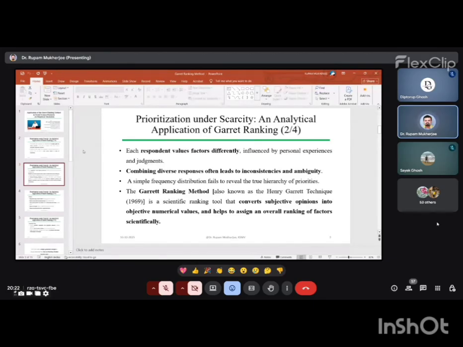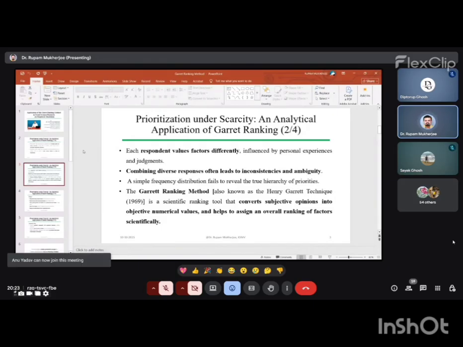So the simple frequency distribution may tell you that out of 100 farmers, 26 farmers have told that access to credit is the most important one. It may so happen that 24 farmers have told you that access to market is the most important one. But in the case of access to credit, only 26 farmers have told you it is most important, and only 3 farmers have told you it is second most important. But in the case of market, 24 farmers have told you it is most important, and say 70 farmers have told you it is the second most important. Then if you look at only the most important rank, this simple frequency distribution may give some misleading result.